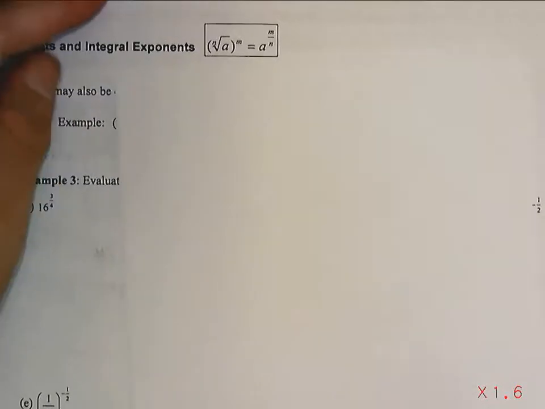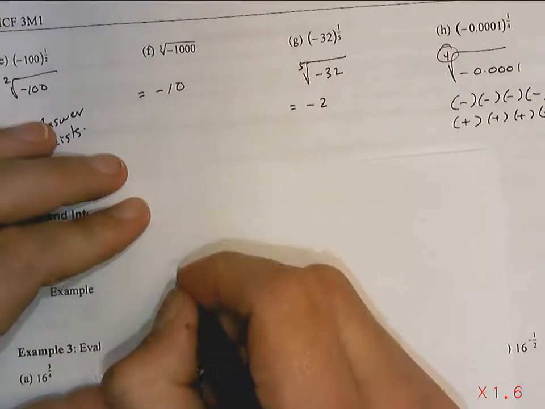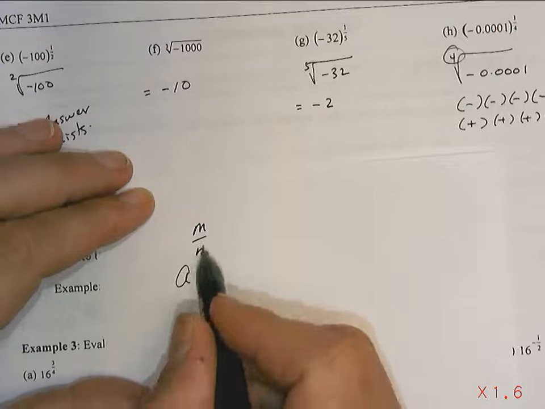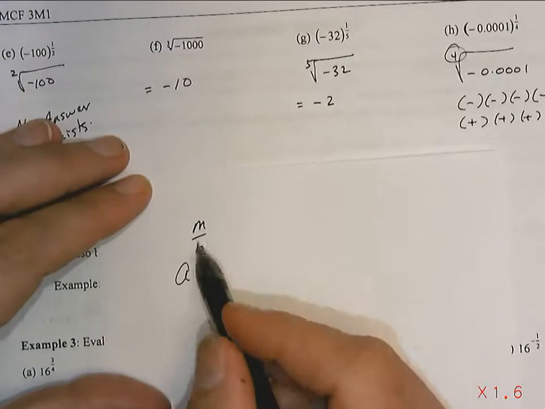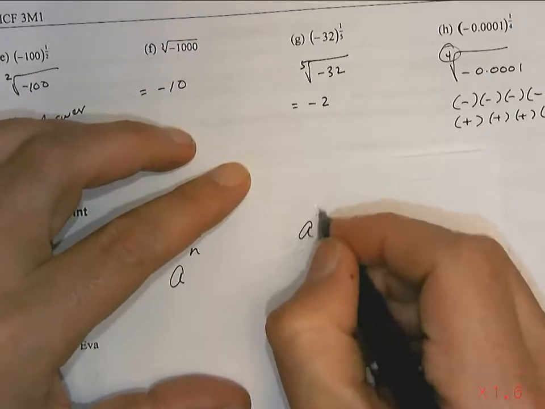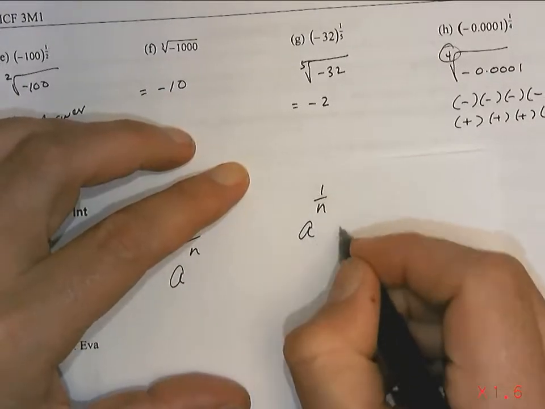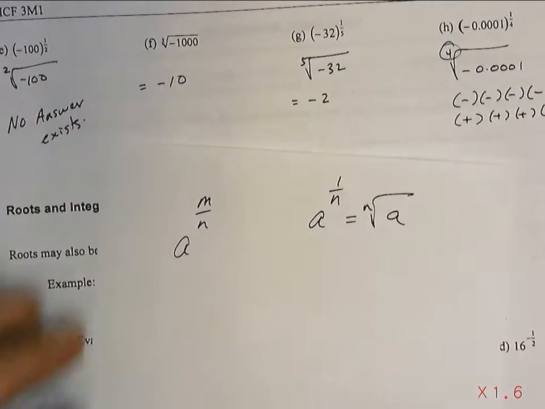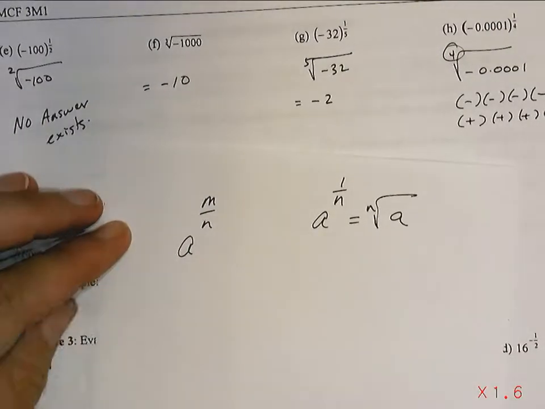Okay, so now what we have to do is talk about what happens if I get a base with a fractional exponent that's not 1 over n. Remember, this is all we know: a to the 1 over n is equal to the nth root of a. That's all we know, nothing else. What happens if I don't have a 1 on top?